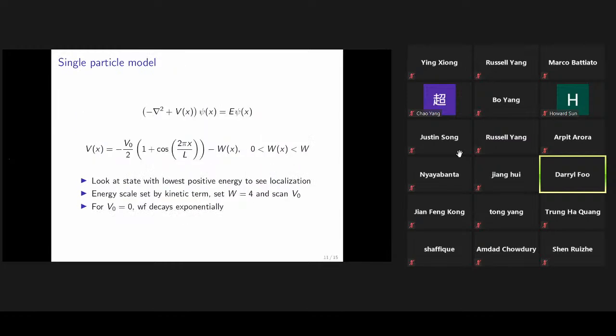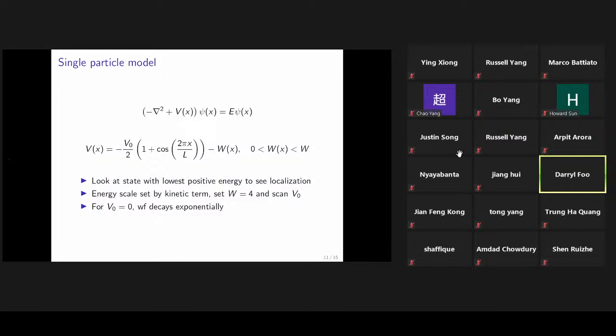Well, in order to investigate this, I bring up a very simple single physical particle model. This is just Schrodinger's equation in a very simple form. Our external potential is broken up into two parts. We've got a lattice potential and our disorder, W. We look at the state with lowest positive energy. So if you notice, I've set it up such that my external potential is purely negative. So a positive energy means this is a very excited state. So we are interested in these excited states. So this is where we're looking to see localization. The energy scale is set by the kinetic term.